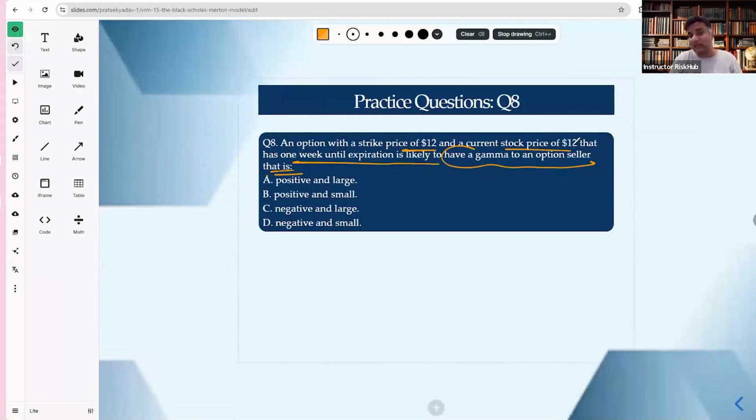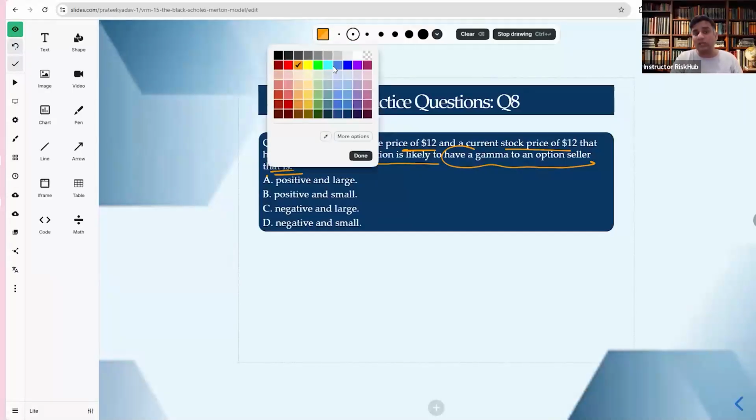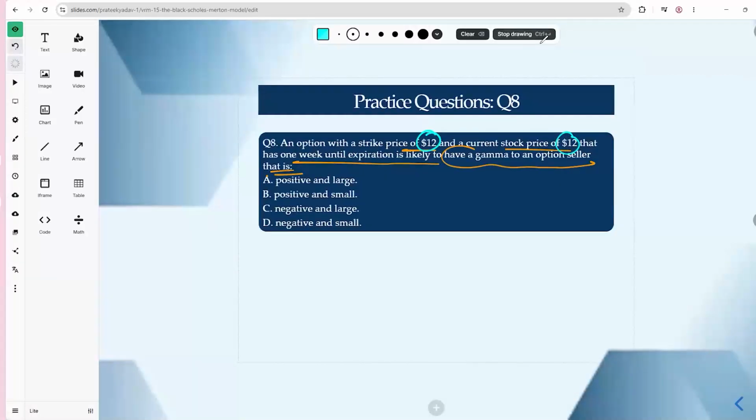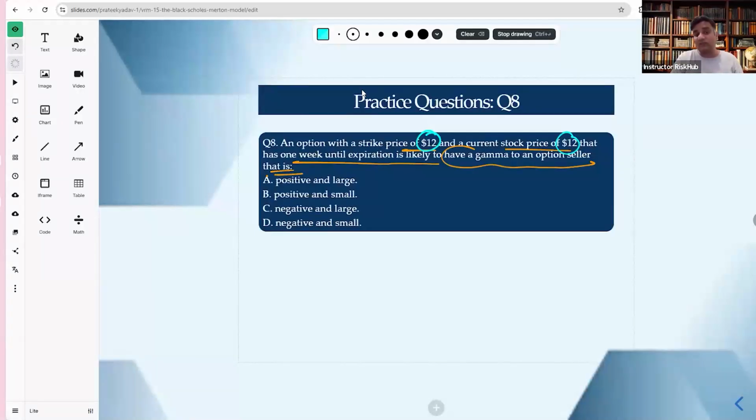Strike price and current stock price: is this in the money, at the money, or OTM? Strike price and stock price are the same. What is it, guys? ATM. ATM, I told you, what happens? ATM gamma is positive or negative?